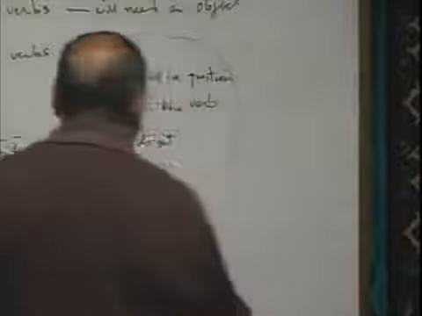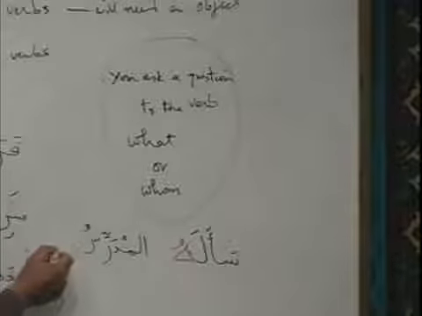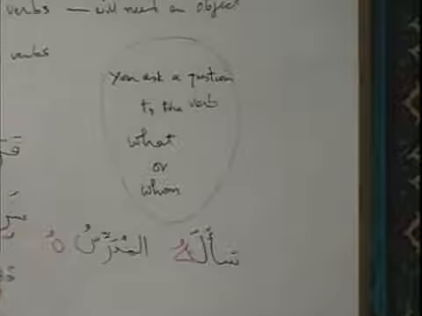What is this "hu" doing here? Maf'ulun bihi mansub. You cannot separate it. You cannot say sa'ala al-mudarrisu hu. No. This is an attached pronoun. Are you with me? I cannot say it separately. It cannot come separate. It has to be attached. Okay?